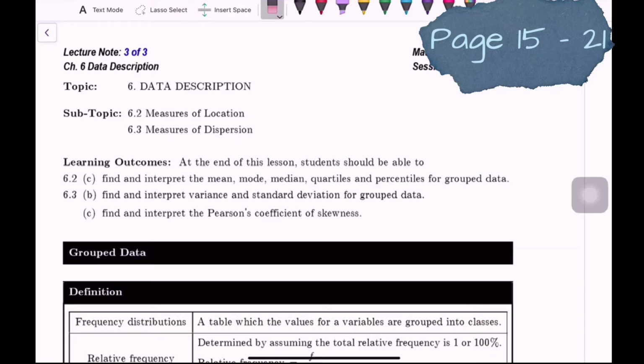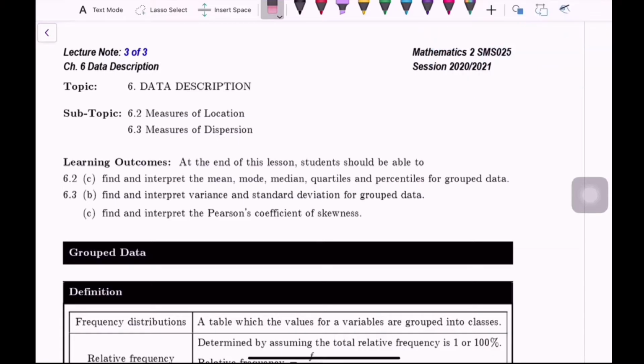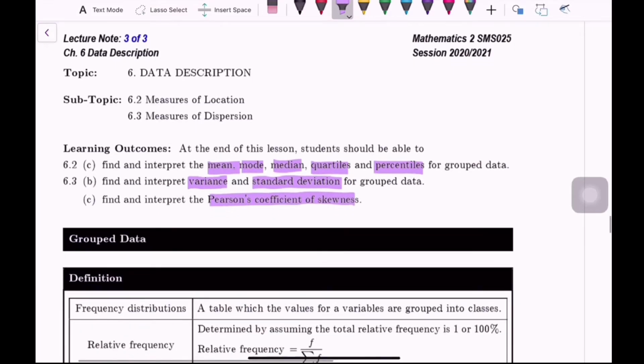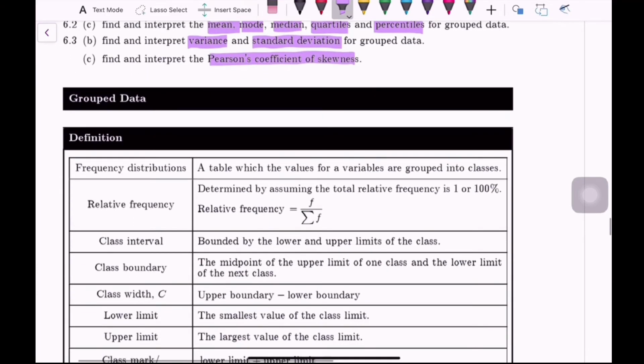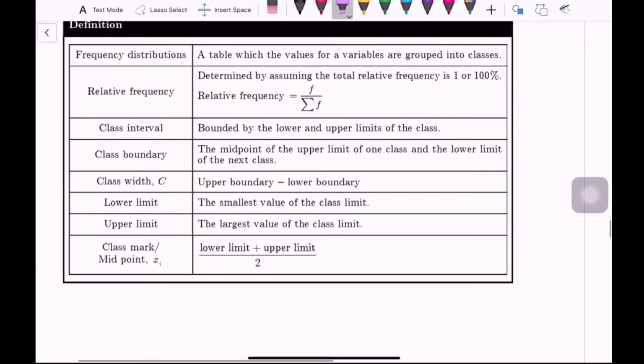Learning outcomes. At the end of this lesson, students should be able to find and interpret the mean, mode, median, quartiles, and percentile for group data. Find and interpret the variance and standard deviation for group data. And find and interpret the Pearson's coefficients of skewness. Students can read the definitions below by themselves.